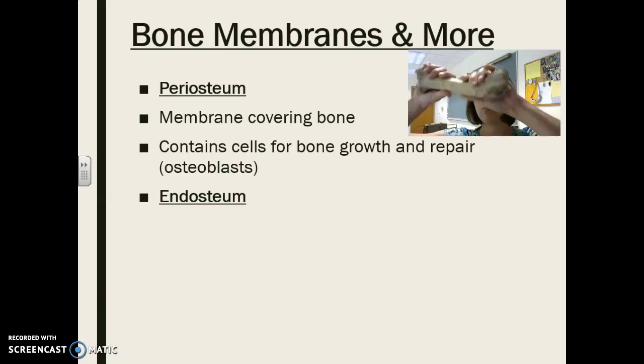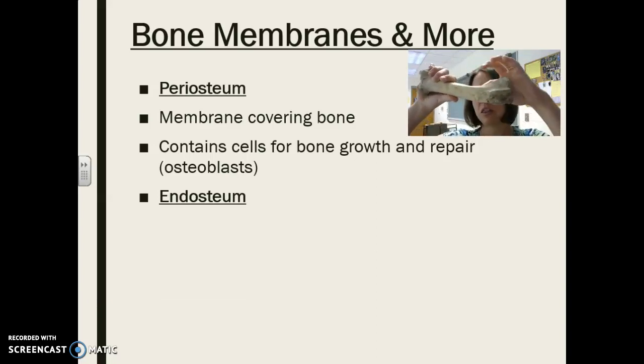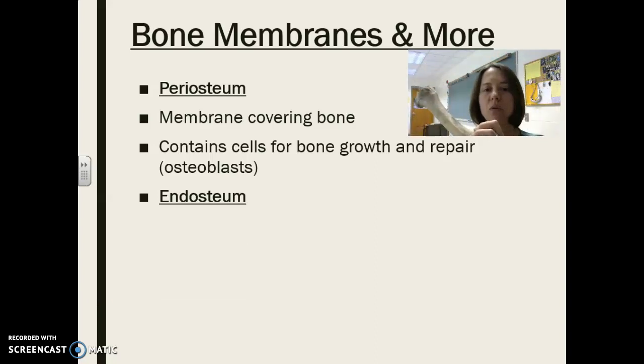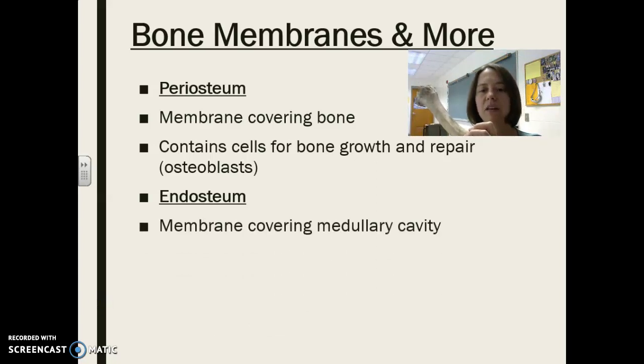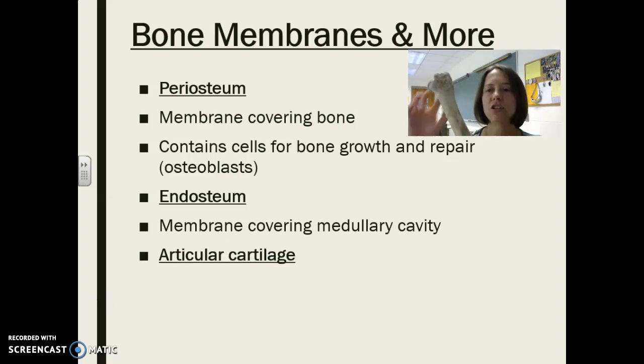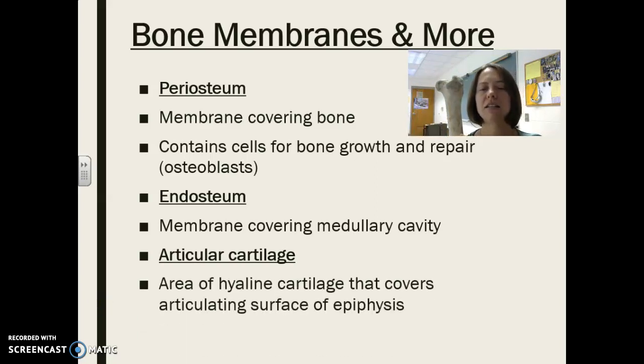And then if we were to break this open and look in the medullary cavity, we would see the endosteum, which is the membrane covering the inside of the medullary cavity. On each epiphysis, there would be covered articular cartilage, and that is an area of hyaline cartilage that covers the articulating surface of the epiphysis, and that helps provide cushion for the joint.